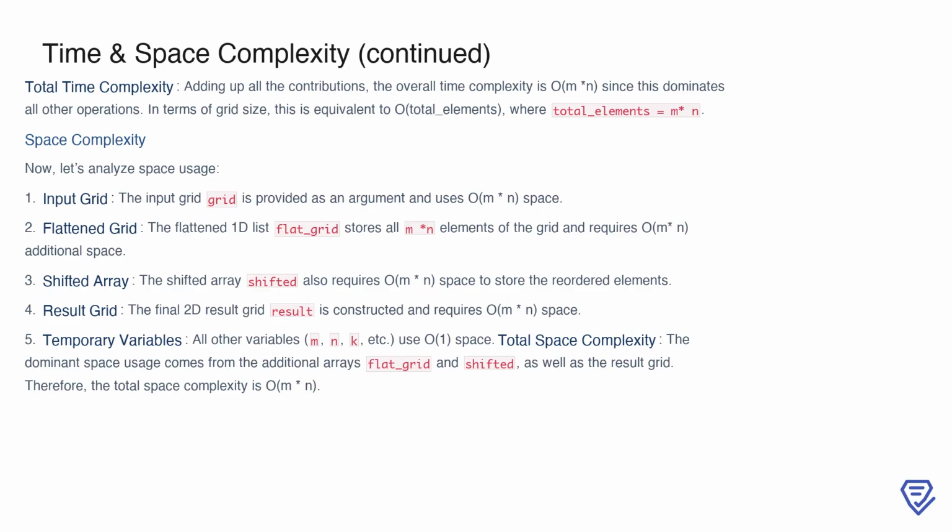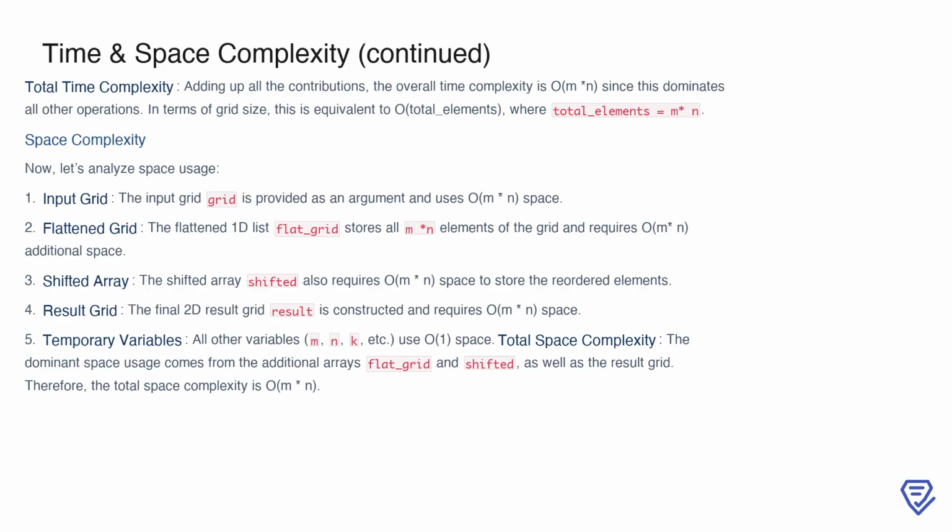Now, focusing on space complexity, we start with the input grid, which already occupies O(m*n) space. Then, we create a flattened version of the grid, stored in the flat_grid variable, which uses an additional O(m*n) space. Similarly, the shifted version of the array, stored in shifted, also requires O(m*n) space. Finally, the result grid, which stores the reconstructed 2D grid, takes up another O(m*n) space.